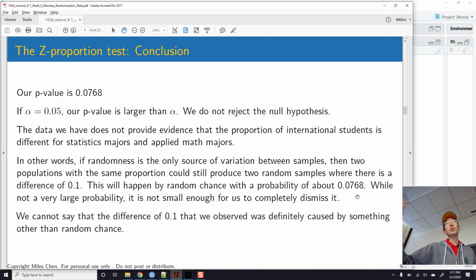This is not a large probability, but it's not small enough for me to just completely dismiss it. So I'm not ready to say that this difference of 0.1, 10%, was caused by something other than random chance. So all we can say is we're not ready to reject the null hypothesis. Perhaps there is a difference, but it's also quite possible for random chance to produce the difference we observed at 10%, 0.1. And so we can't conclude that there is a difference in the populations.